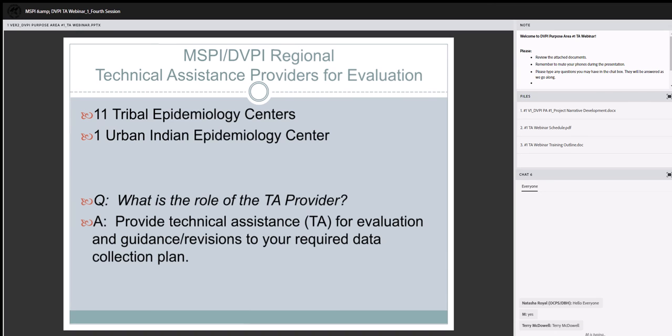And for the TA providers, you probably all know your TA providers at this point. There are 11 tribal epidemiology centers and 1 urban Indian epicenter. The TA provider's role is to provide guidance and technical assistance for evaluation and guidance on revisions to your required data collection plan. So your project officer helps with your narrative, and your TA provider helps with your data collection plan.